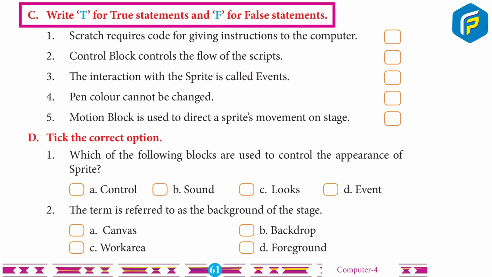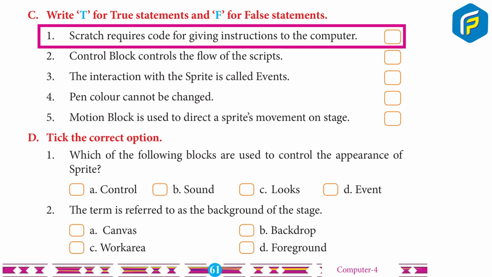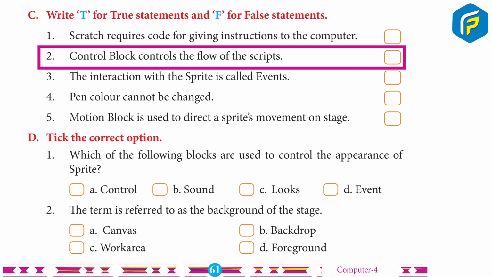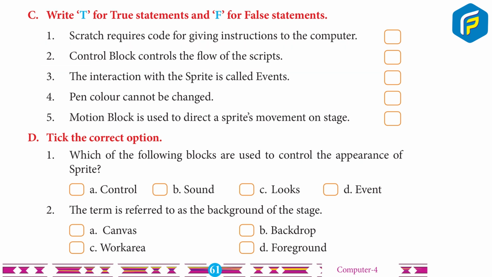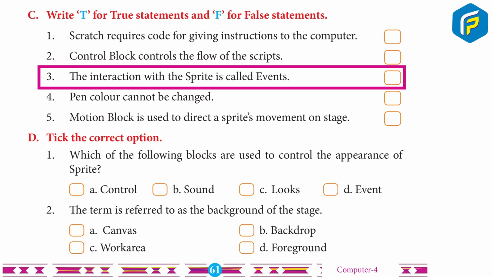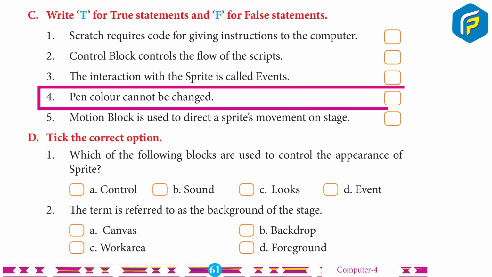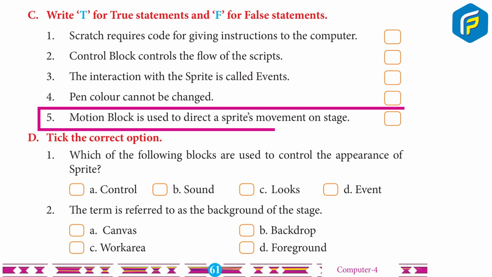C. Write T for true statements and F for false statements. 1. Scratch requires code for giving instructions to the computer. Answer: false. 2. Control block controls the flow of the scripts. Answer: true. 3. The interaction with the sprite is called events. Answer: true. 4. Pen color cannot be changed. Answer: false. 5. Motion block is used to direct a sprite's movement on stage. Answer: true.